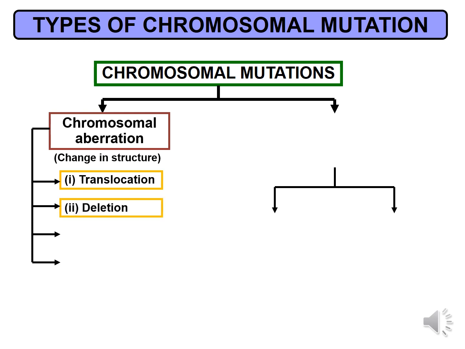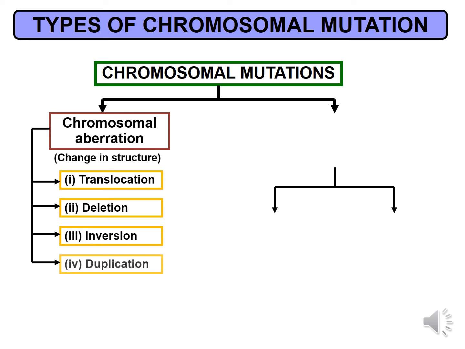Deletion, where a segment of the chromosome is deleted from the chromosome. Inversion, where a segment of the chromosome breaks off, is inverted 180 degrees, and reattached into the same chromosome. Or duplication, where a particular segment of the chromosome is duplicated into the same chromosome.